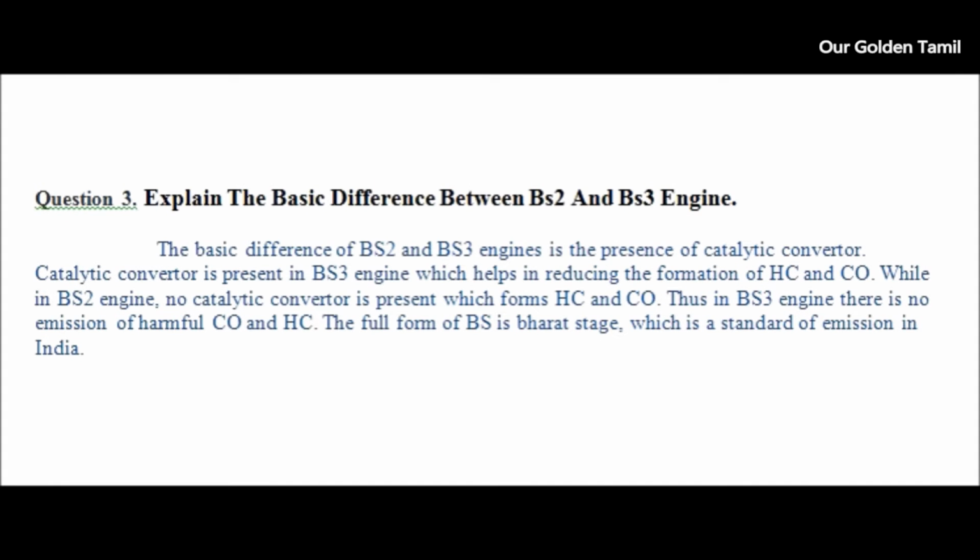Question 3. Explain the basic difference between BS2 and BS3 engine. Answer. The basic difference between BS2 and BS3 engines is the presence of a catalytic converter. A catalytic converter is present in the BS3 engine, which helps in reducing the formation of HC and CO. While in the BS2 engine, no catalytic converter is present, which forms HC and CO. Thus in the BS3 engine there is no emission of harmful CO and HC. The full form of BS is Bharat Stage, which is a standard of emission in India.